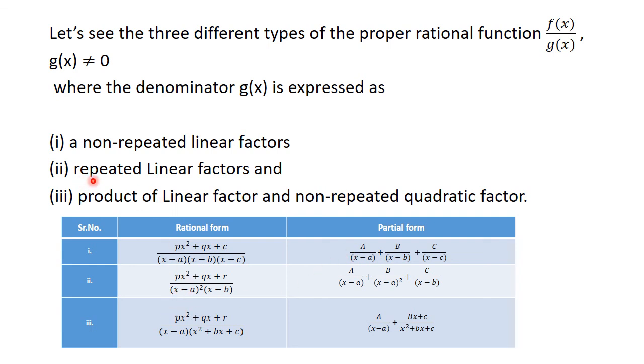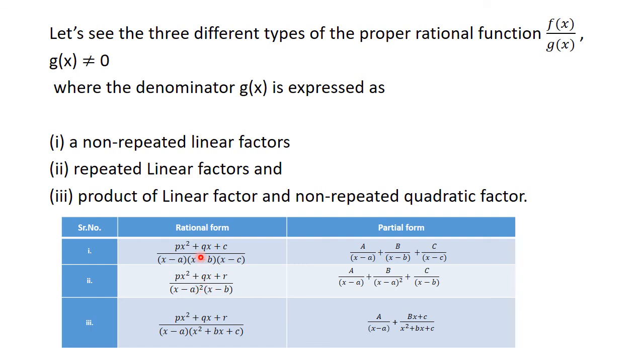Here we have repeated linear factors. Square means what? x minus a into x minus a, that is, x minus a occurs two times. And there is one more different linear factor, x minus b. You can see in the numerator p x square plus q x plus r. Again, the degree of numerator is less than the degree of denominator.